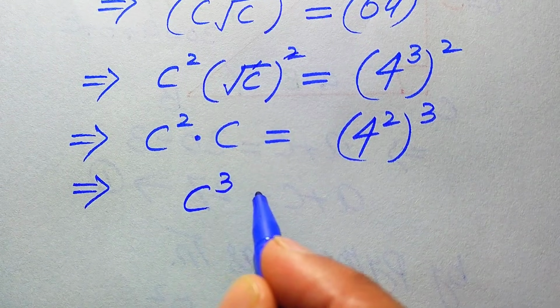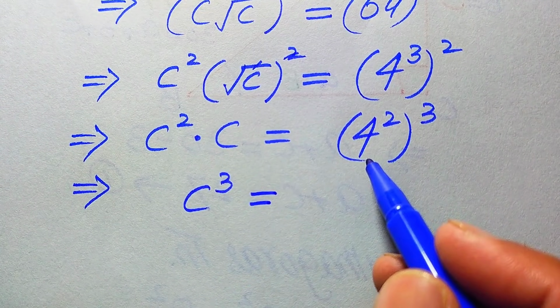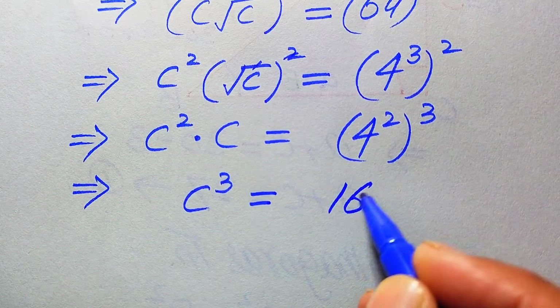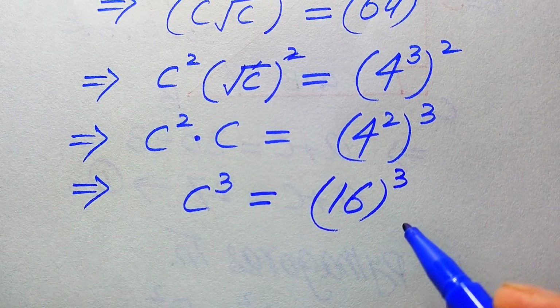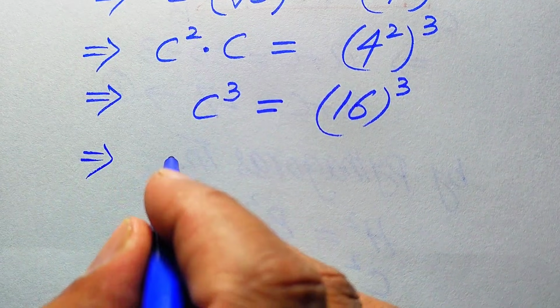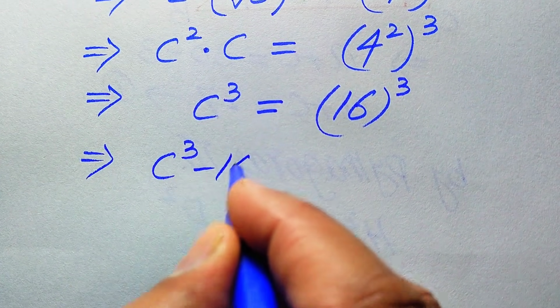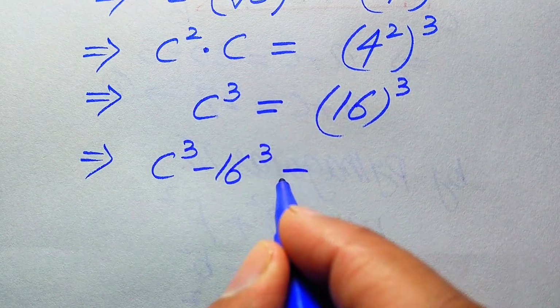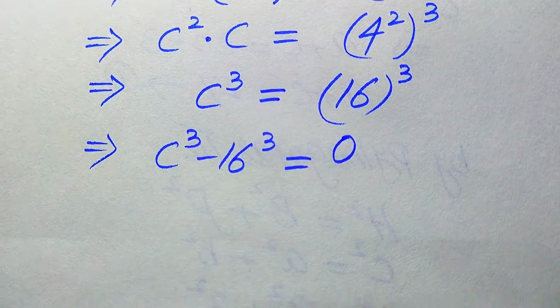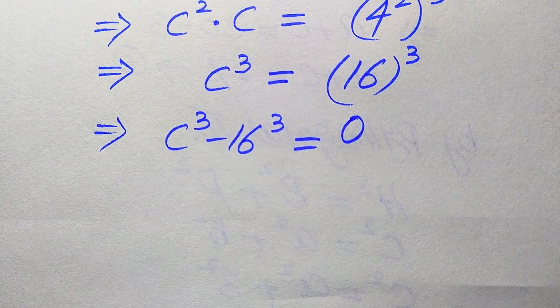c is equal to c cubed is equal to, here we have 4 squared, and 4 squared becomes 16 and its whole cubed. And now in the next step we move 16 whole cubed from the right hand side to the left hand side, and it will become c cubed minus 16 cubed, and this whole equation is equal to 0.